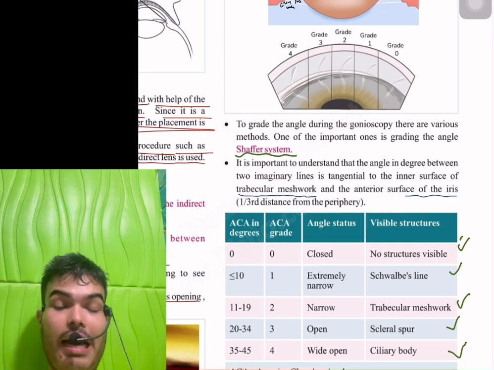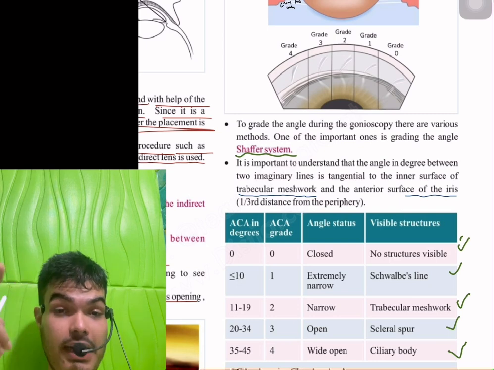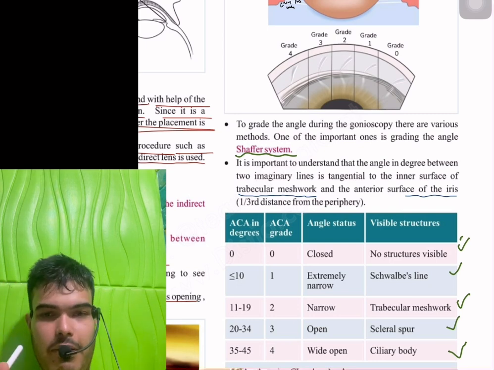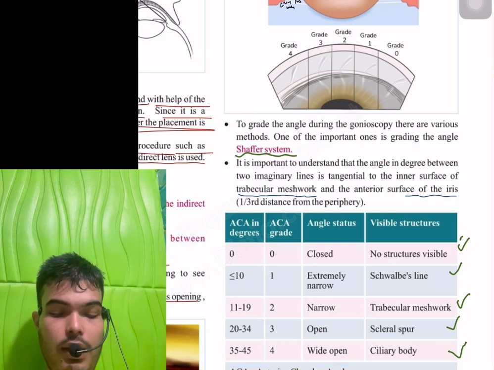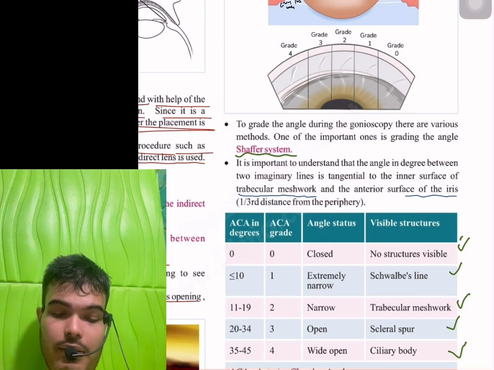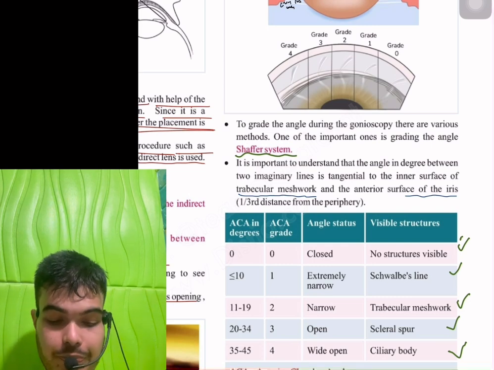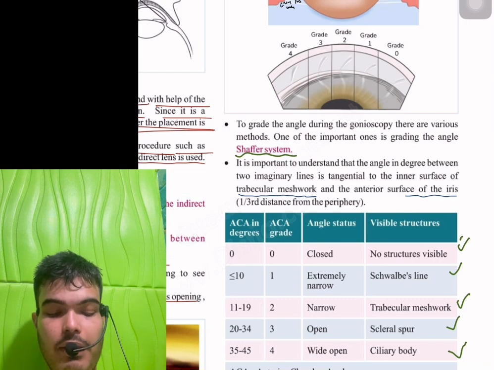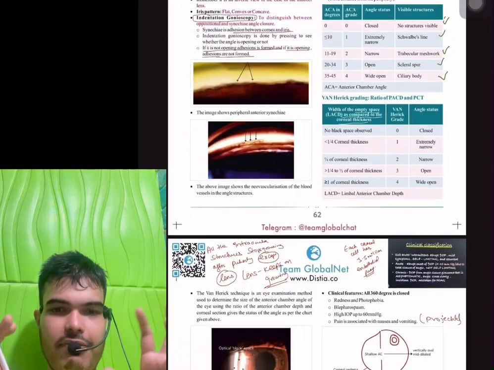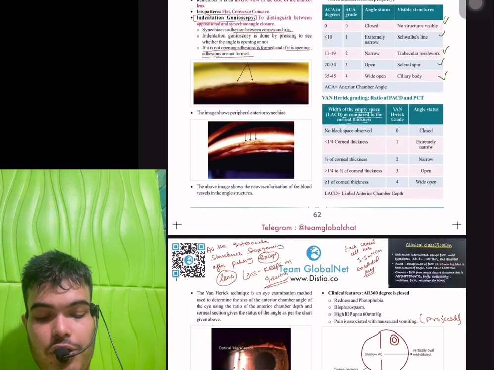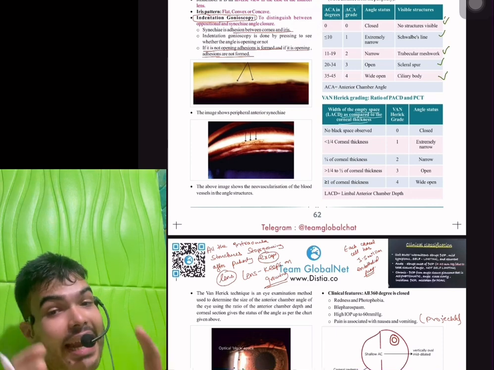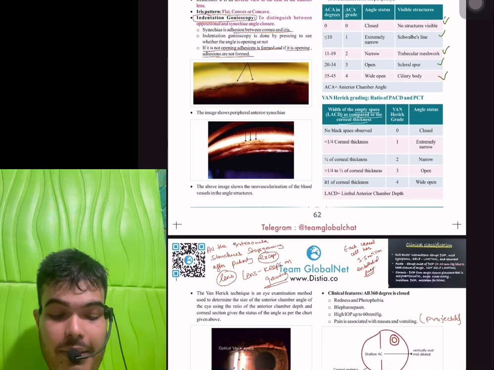So out of 5 structures, that trabecular meshwork is divided into non-pigmented and pigmented. But here it's just a trabecular meshwork. And 0, 1, 2, 3, 4. That's the ACA grading. Okay, there's also something known as the Van Herrick method, which is actually the method by which we can examine the angle. Okay, the Van Herrick method.